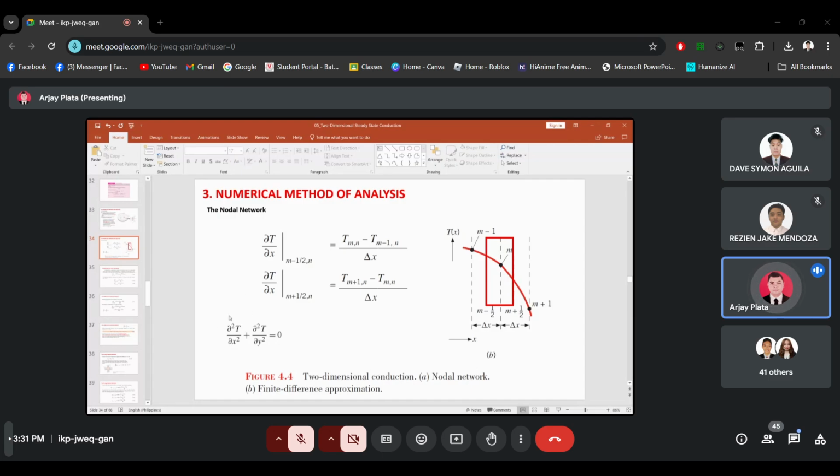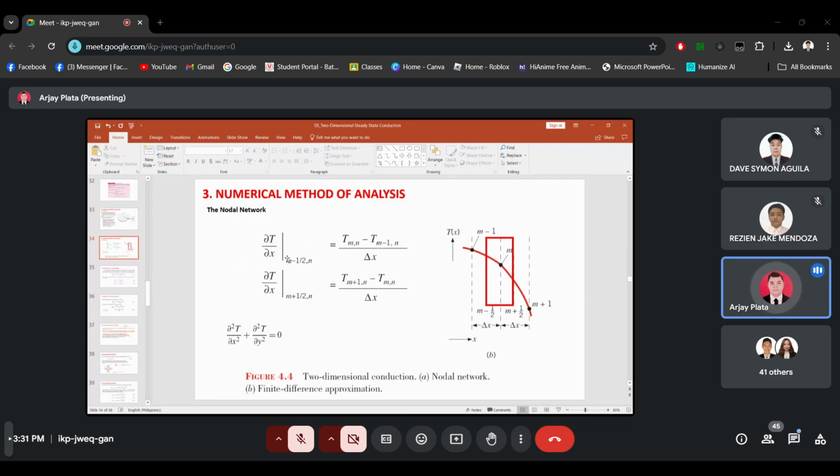So let's simplify this equation. Partial squared T over partial x squared. This is a combination of partial T over partial x and partial T over partial x. So when we add this equation, the equation for this partial T over partial x, we will solve for the partial squared T over partial x squared.